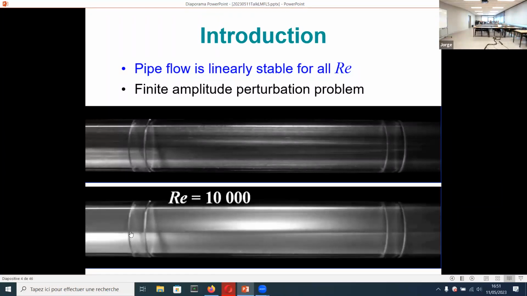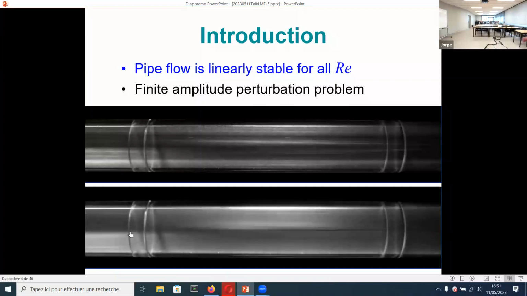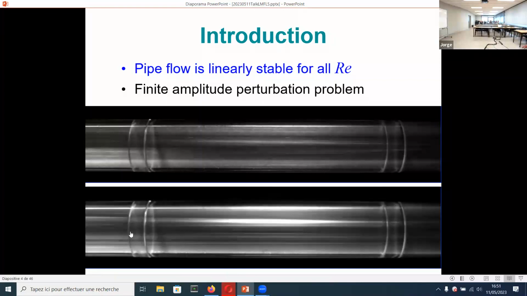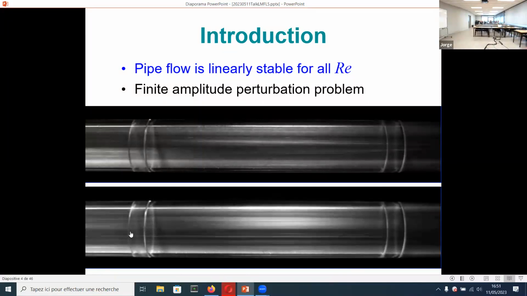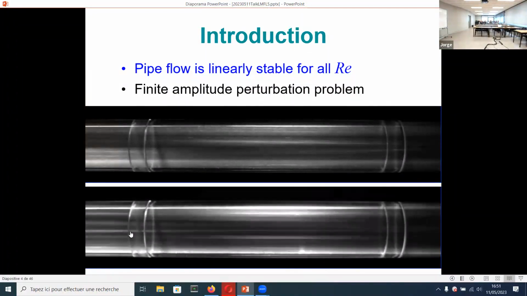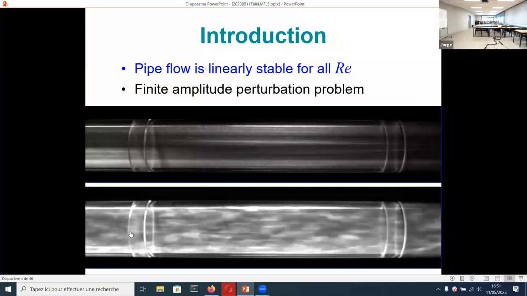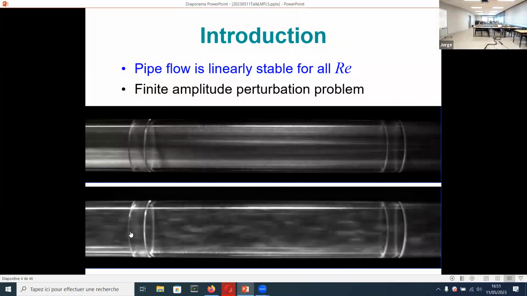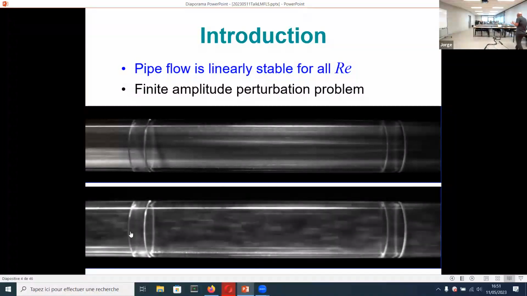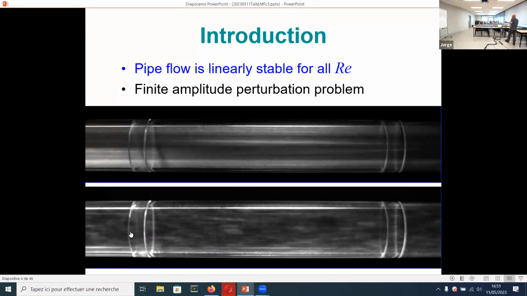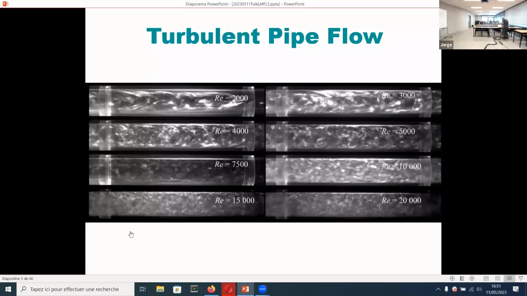In this experiment, we've been very careful preparing the system. So initially, the flow is laminar. All the particles move in a straight line. And then after some time, there is a disturbance in the reservoir that will start, and the flow becomes turbulent. So we can get laminar flow at Reynolds number 10,000. And if you introduce the right disturbance, you can get the turbulence to appear.